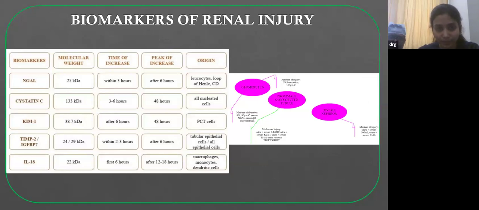NGAL: time of increase within 3 hours and peak after 6 hours. Cystatin C: time of increase 3 to 6 hours and peak after 48 hours. TIM-1: time of increase after 6 hours and peak after 48 hours.